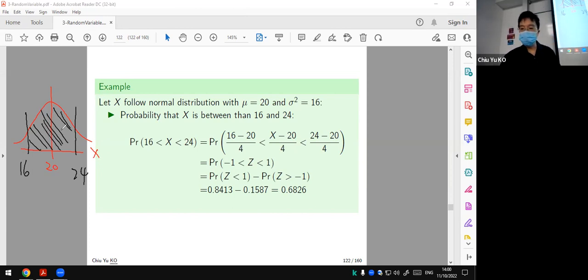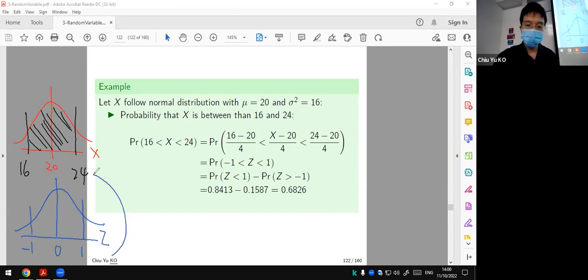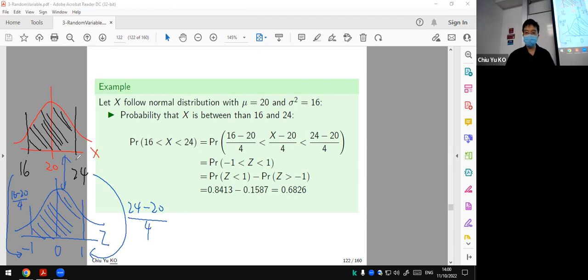What we're going to do is transform this to a Z. Again, this becomes a bell, this becomes 0, and actually you know this is -1 and 1. How do you transform? 24 minus 20 divided by 4. Same for this guy, 16 minus 20 divided by 4. So these two areas are the same. In math, you just do the same as what you do, subtract the mean, and you get -1 and 1.